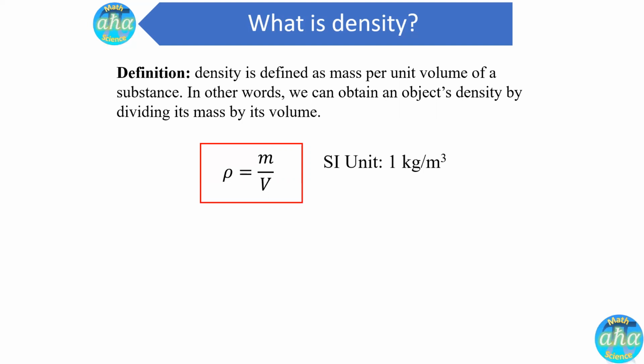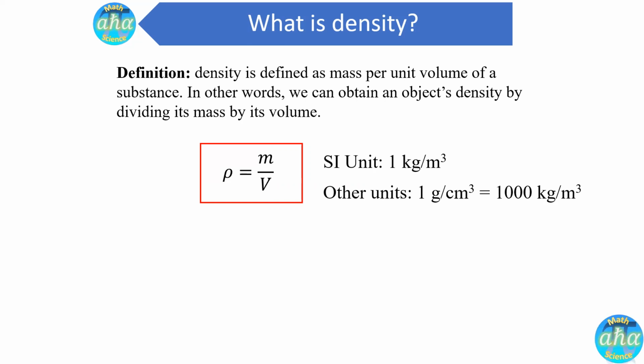This is a rather small unit, meaning that in a cube of about 1 meter on each side, the mass of the substance contained is 1 kilogram. That's actually a very small number. Usually the density of air is about 1 kilogram per meter cubed, and most other substances have a density much larger than 1 kilogram per meter cubed.